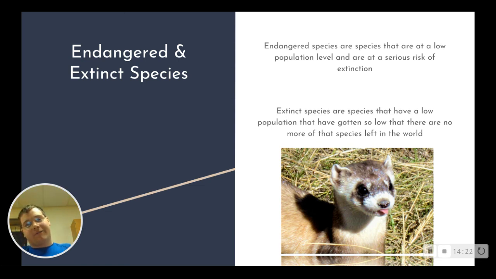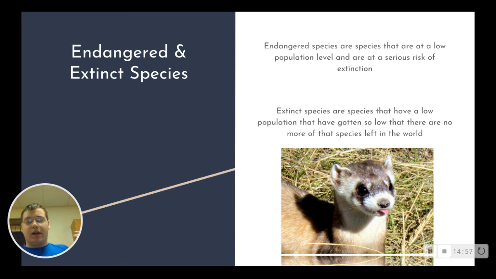I have a black-footed ferret on here because I did a project on it. They were endangered because the prairie dog population went down, and that meant that they couldn't eat prairie dogs anymore, and so they starved and their population went down. Now they're an endangered species, but they're slowly sprouting back up. They're slowly getting more of them, and they might be able to introduce them back into the wild sometime in the future.